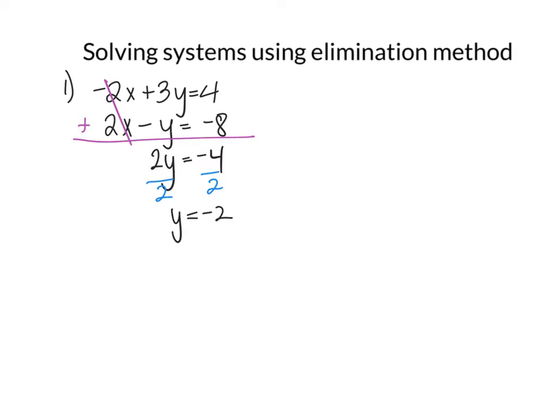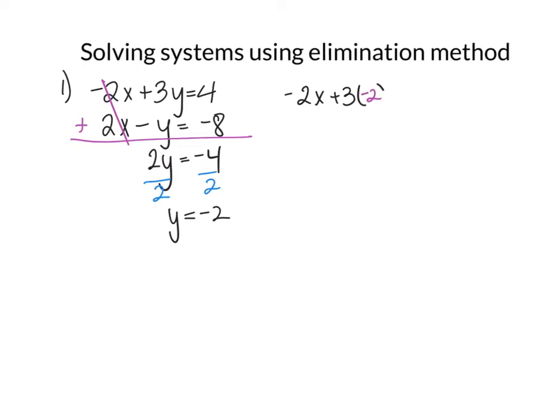So I found what y is, and I can plug it back into one of the equations to find x, and I can choose either equation. It's going to give me the same y. So negative 2x plus 3 times y, which is negative 2, equals 4. So I chose the first equation. It doesn't really matter. And then that is negative 2x minus 6 equals 4. And then we solve for x, plus the 6. Negative 2x equals 10. Divided by the negative 2.